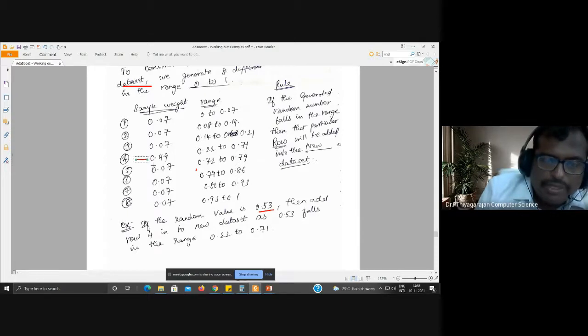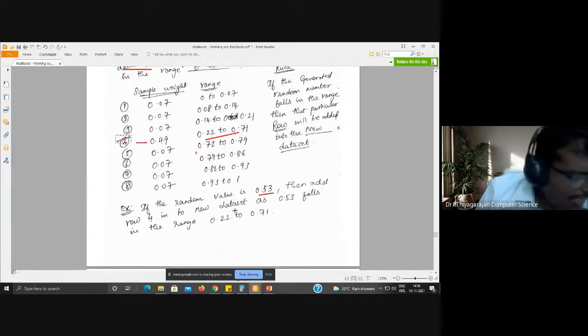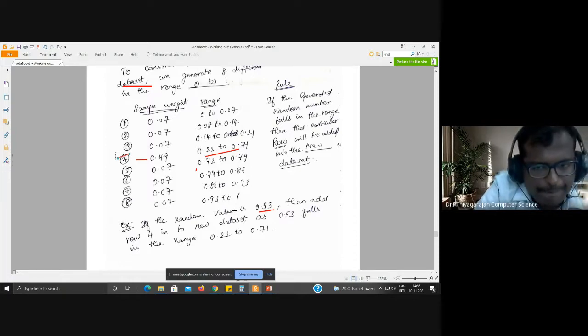Since it falls under this 4th range, row 4 will be added to the new data set. What is row 4? Look at the original data set. What is row 4? Yes, 167. Am I right, class? Yes, sir.